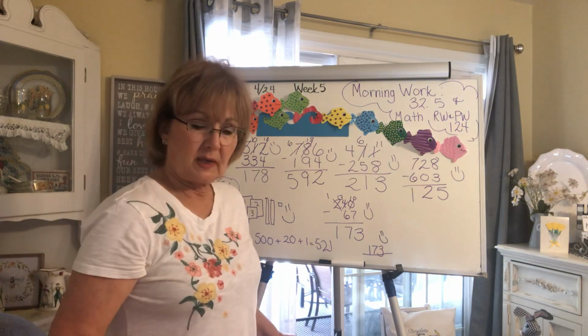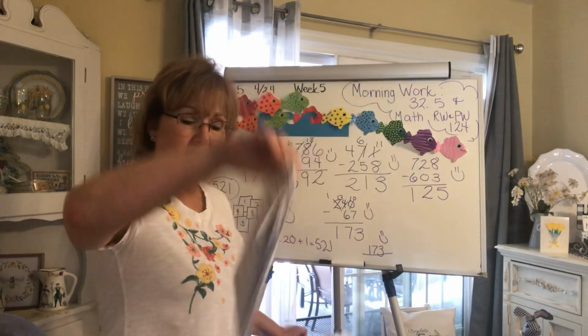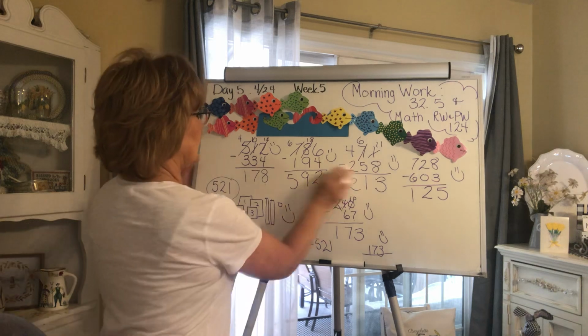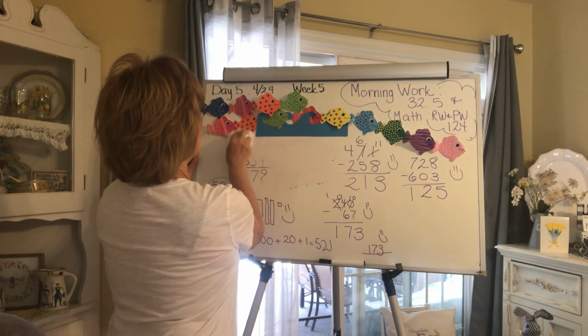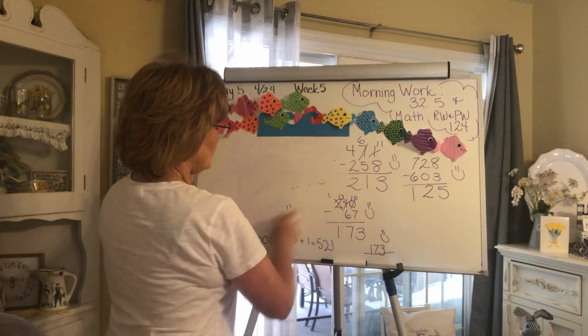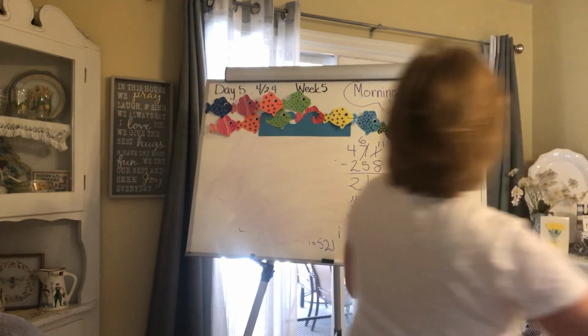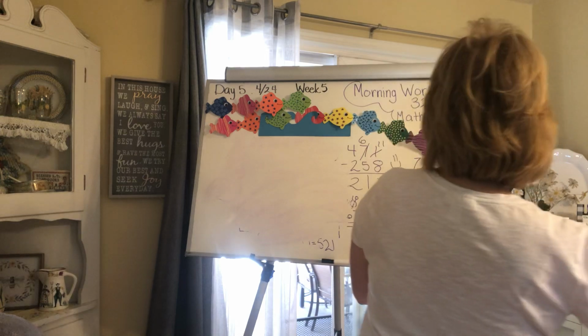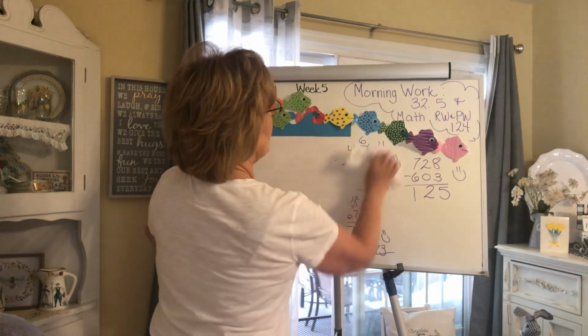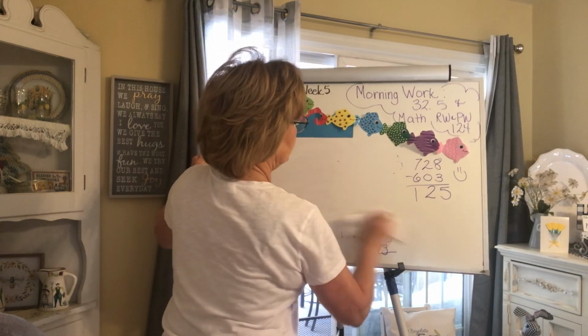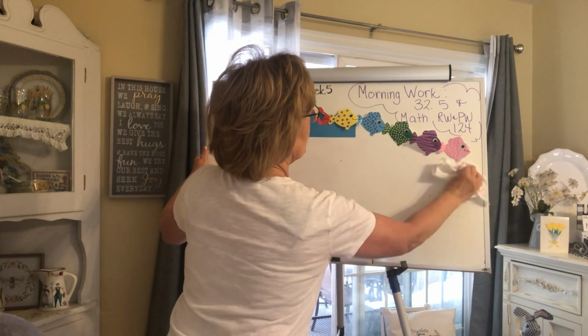And while you're getting your math out, I am going to erase this up here, okay? So we're gonna do RW, PW, 124, okay?